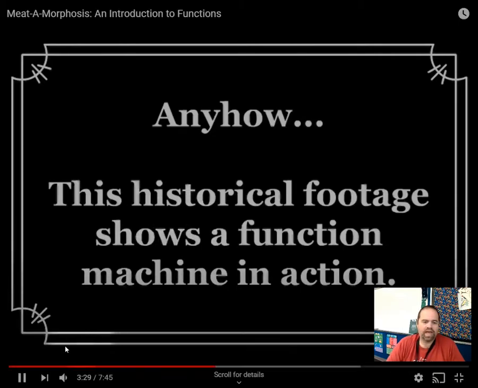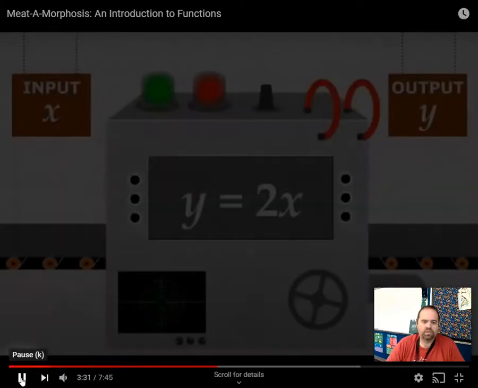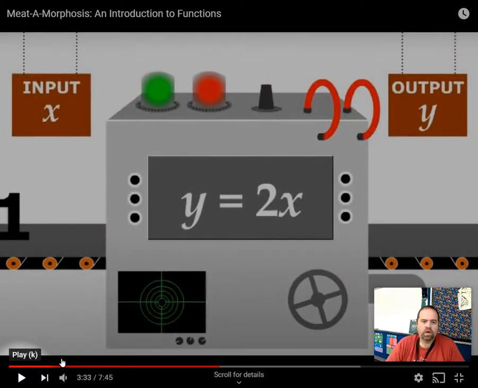Okay, so here's your first look at a function. All right, so our function's right here in the middle. y is equal to 2 times whatever x is. Okay, y is equal to 2 times whatever x is. So we've got an input value coming in here. Our x has a value of 1. It's going to come in here. What's 2 times 1? That's going to be what comes out on the other side. That's how these work.